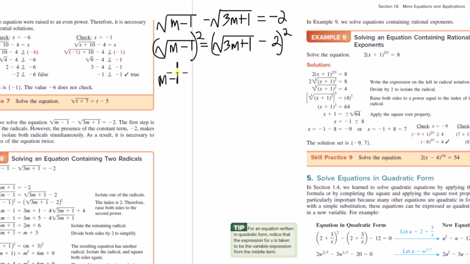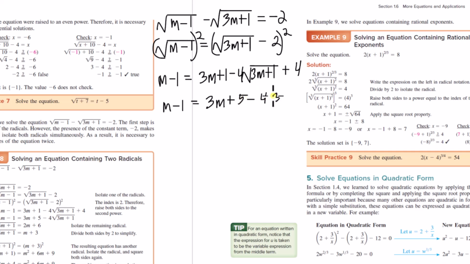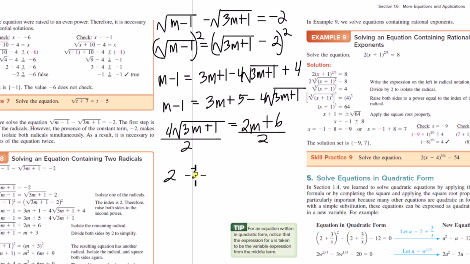And you're going to get, so m minus 1 is equal to, and then 3m plus 1 minus 2 root 3m plus 1 times the other square root, minus 2. So you're going to get this, and then plus 4. So that's m minus 1 is equal to 3m plus 5 minus 4 times the radical. Now let's add this radical term to both sides. Now if you subtract m from both sides, you're going to get 2m. If you add 1 to both sides, you're going to get this. Now we can divide both sides by 2.